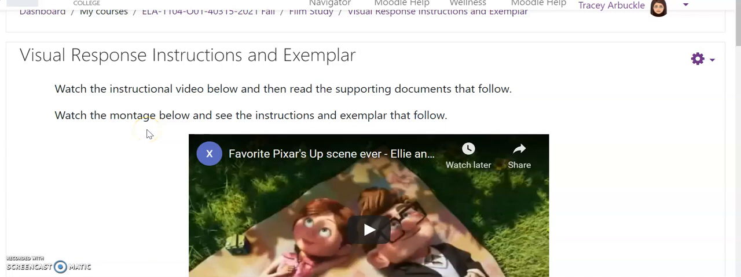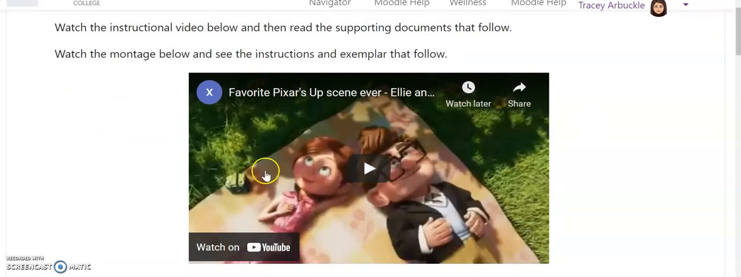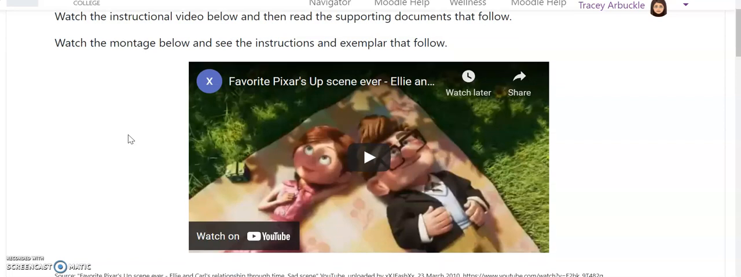Hello, this video is going to go over how to write a visual response for a film. If you haven't watched this clip yet, that's right here below. It's a short montage from the film Up. Make sure you watch that first, and then you can come back to this instructional video.